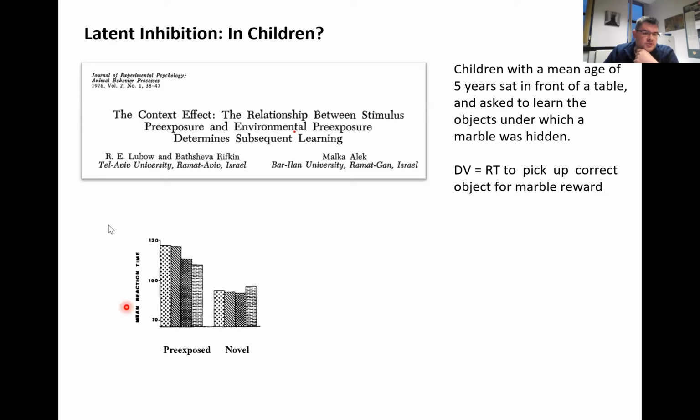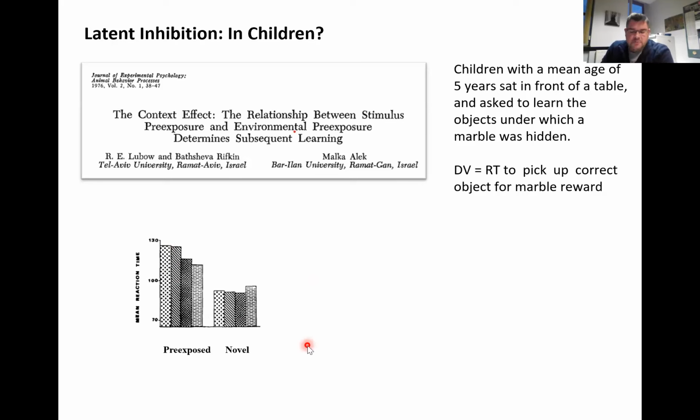On the y-axis of this graph, we've got mean reaction time to pick up the correct object when that object had been pre-exposed. That is to say, the objects had been pre-exposed to the children in the absence of the marble, versus when the objects were novel. These different coloured bars just represent different counterbalancing groups. But the overall effect is that reaction time was faster to the novel stimuli compared to when they were pre-exposed.